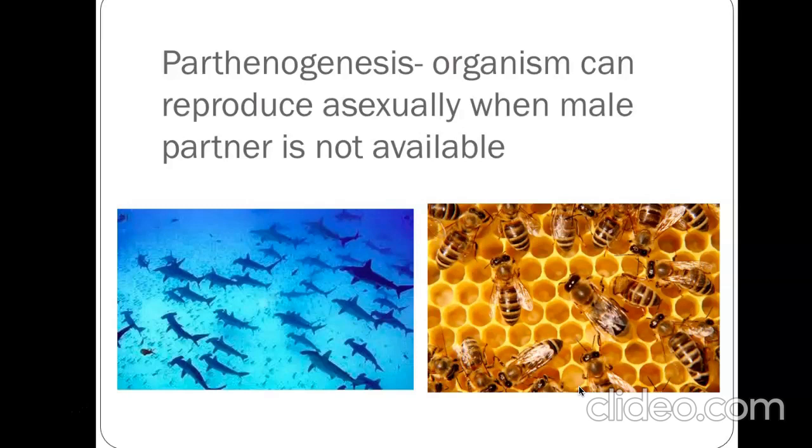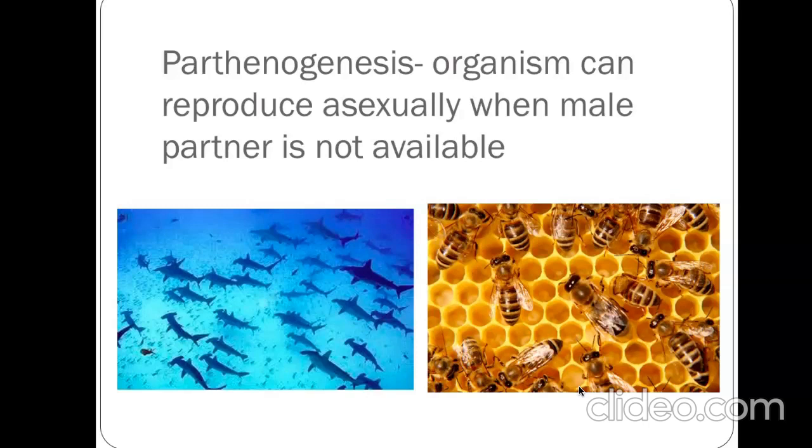Now, which organisms can do it? It's only females. So female sharks have been shown in captivity to be able to asexually reproduce and form female sharks. Bees, and when we get to ecology, you're going to learn all about bees. You're going to know so much more about bees than you ever thought you would in your life.